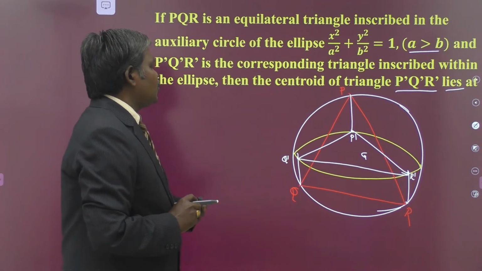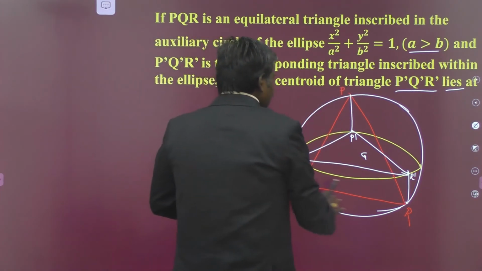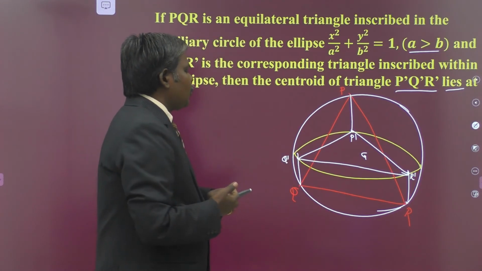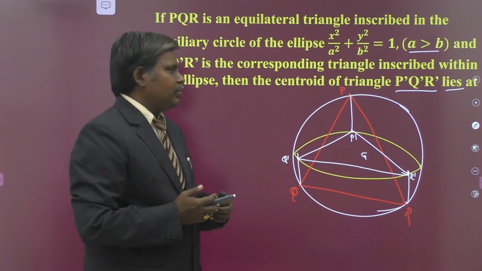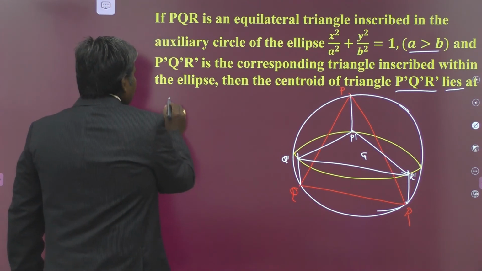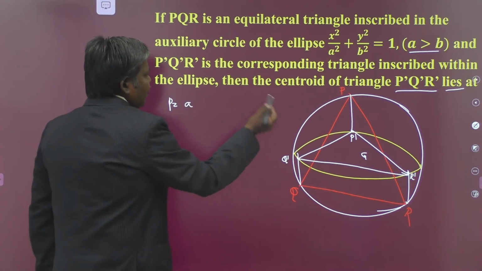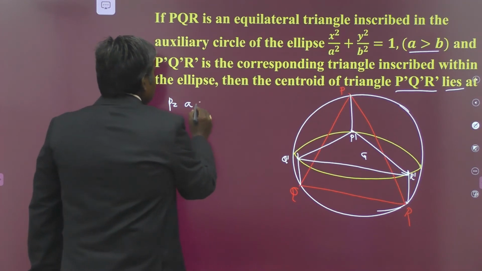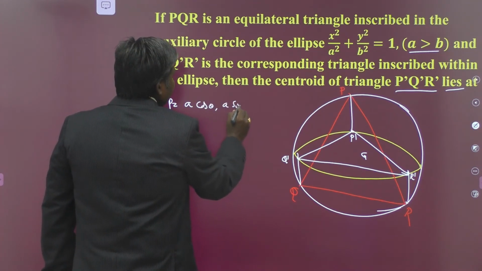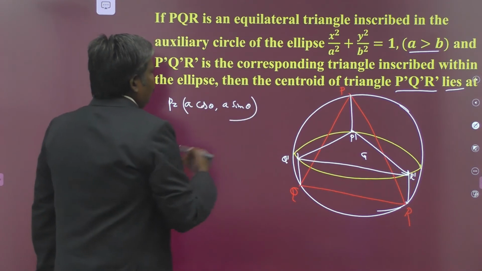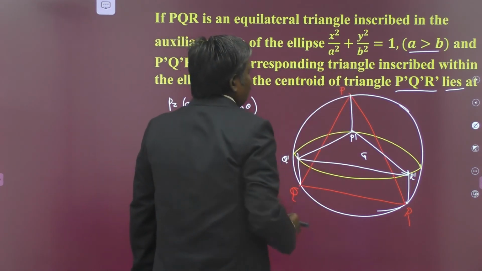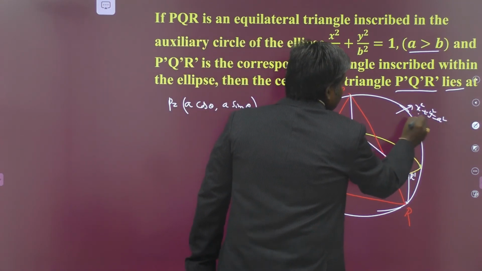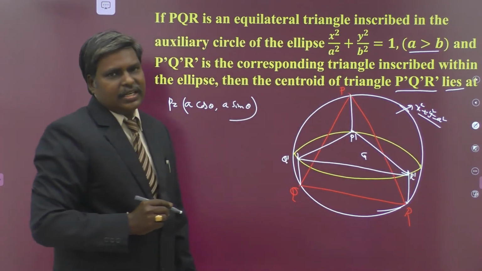It is also a simple question for you. By taking the coordinates of PQR itself, we obtain the answer. But taking PQR is important in your problem here. Let P be a cos theta comma a sin theta, because this is the circle. We are taking the parametric point on the circle here. The ellipse equation is x square by a square plus y square by b square equal to 1. The equation of the auxiliary circle is what? x square plus y square equal to a square. We are taking some parametric point on that circle.